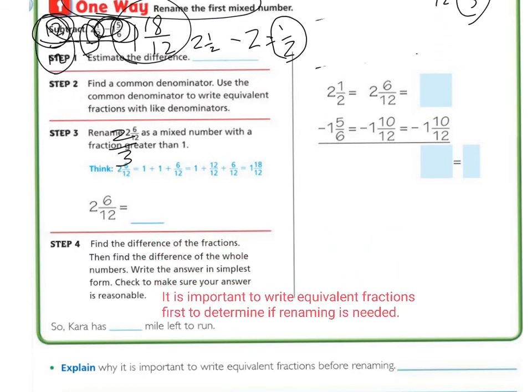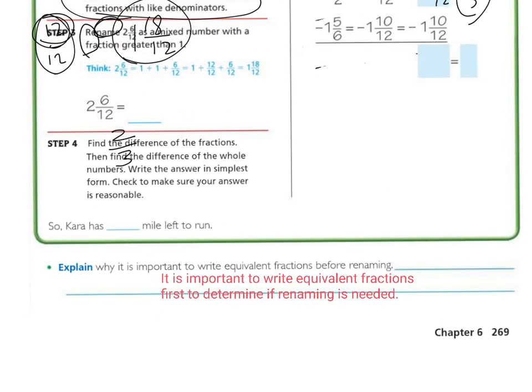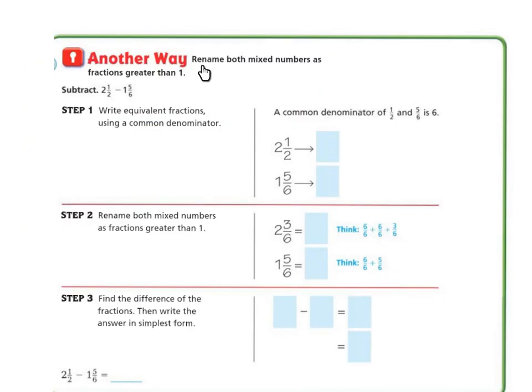Okay, so let me put this back down here. So another way, we're going to rename both mixed numbers as a fraction that's greater than 1. So we're subtracting 2 and 1/2 by 1 and 5/6. So we're going to write equivalent fractions using the common denominator. So a common denominator of 1/2 and 5/6 is 6, right? So we want 6 to be on the bottom of both of these.